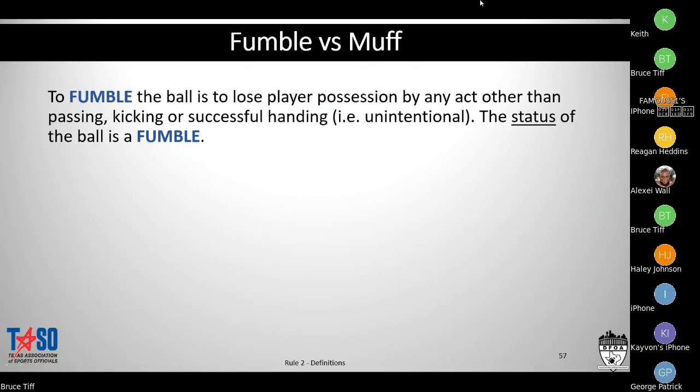All right. My apologies, everyone that's on the call. Had some technical situations there. But fumble versus a muff. As you can see here, fumble is a ball.